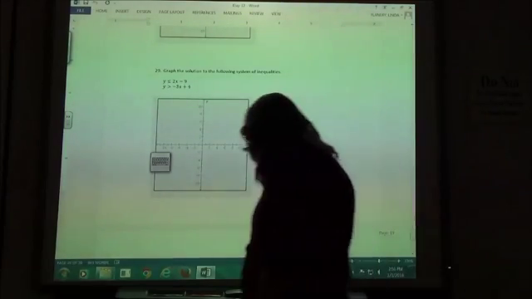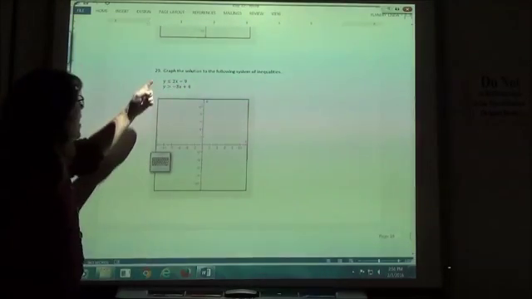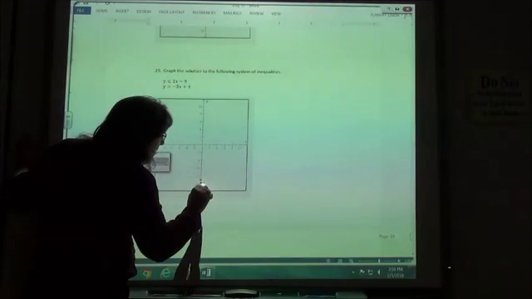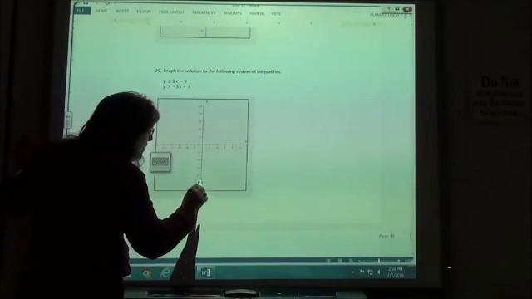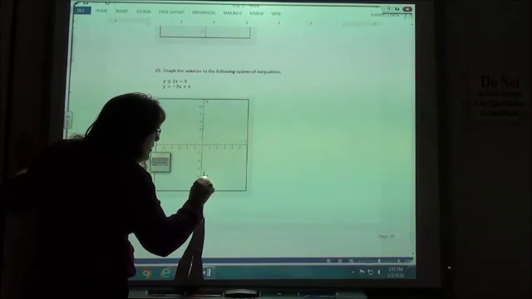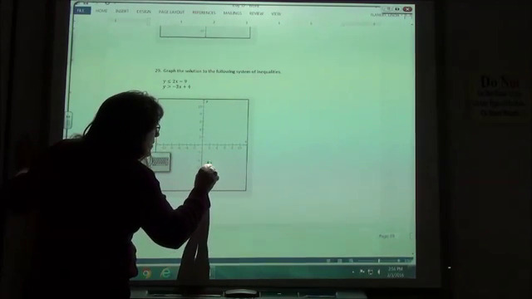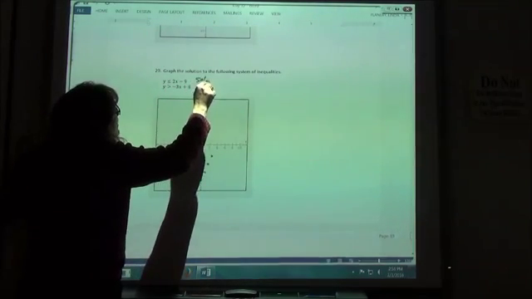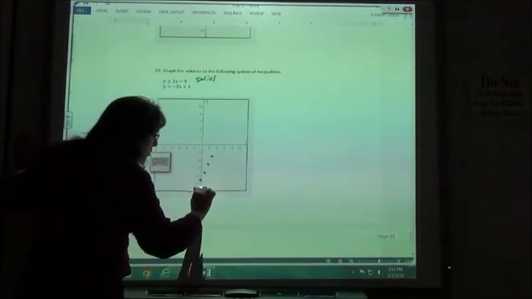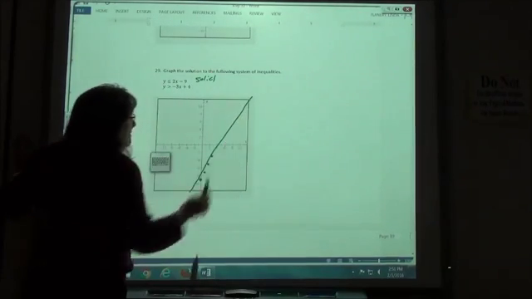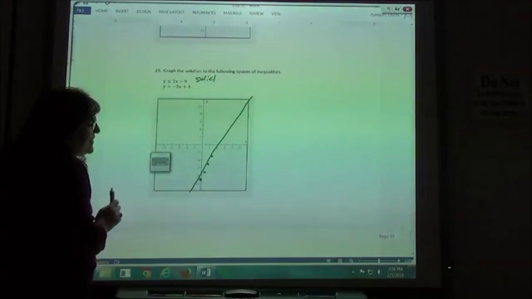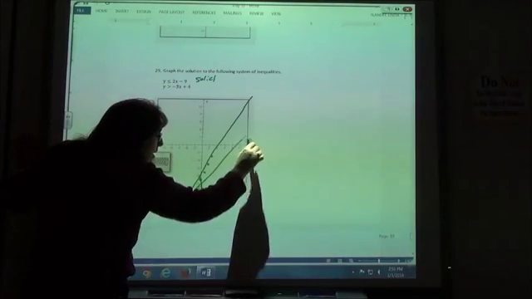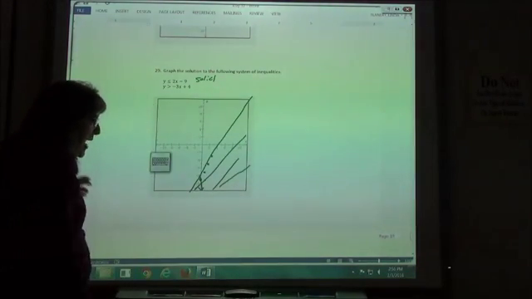So number 29 starts off with y is less than or equal to 2x minus 9. My y-intercept is at negative 9. My slope is 2, so up 2 over 1, up 2 over 1, as far as you want to go. This one's going to have a solid line because it does have the equal to. I'm shading less than, so I'm shading below that line, so just keeping in mind that that's the part that I would shade.